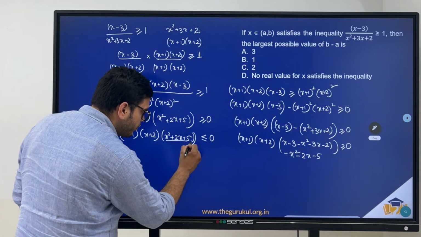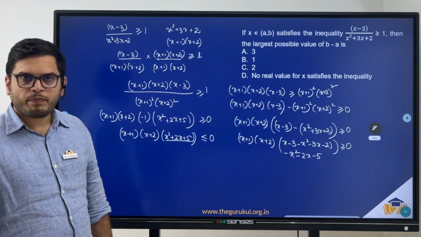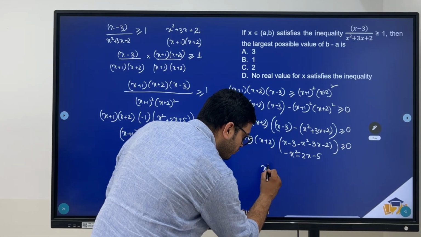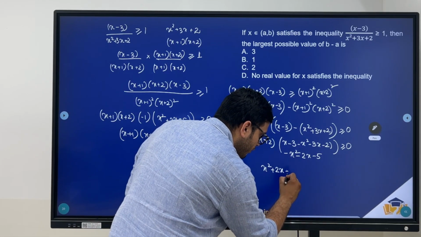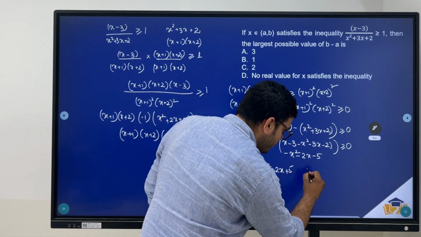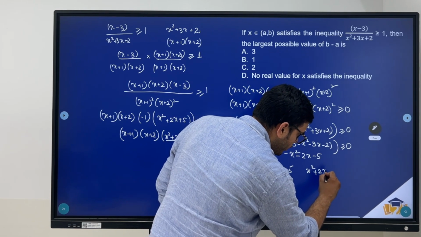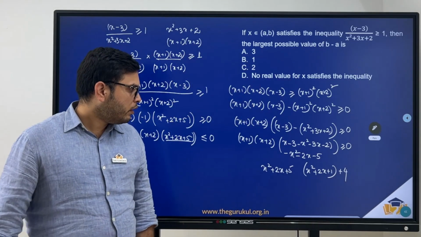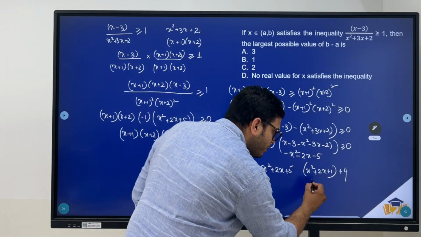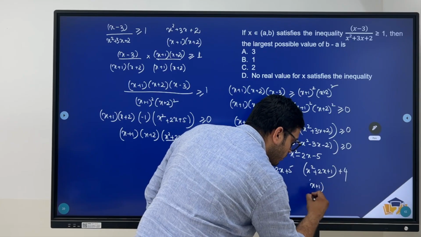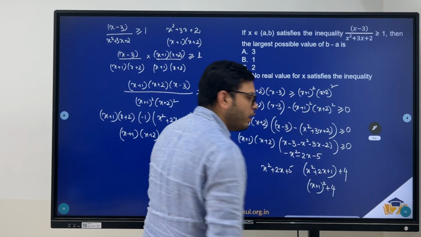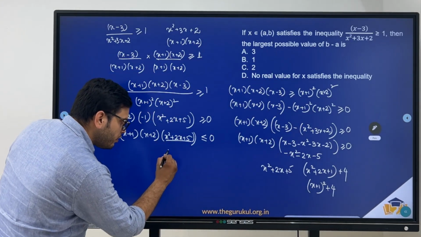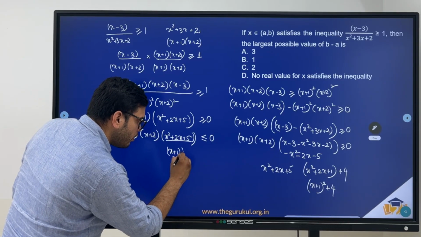Now let's look at this term, x square plus 2x plus 5. Let me write that here, x square plus 2x plus 5. Now let me write this as x square plus 2x plus 1 plus 4. This is nothing but the expansion of (x plus 1) whole square, so (x plus 1) whole square plus 4.